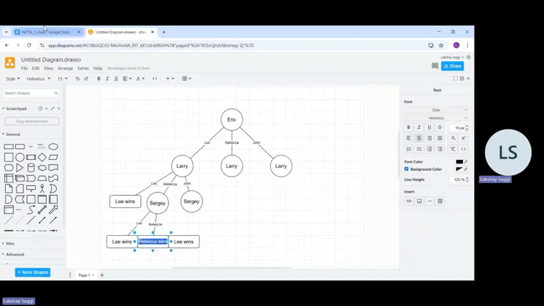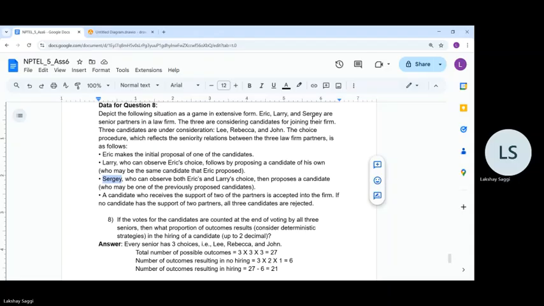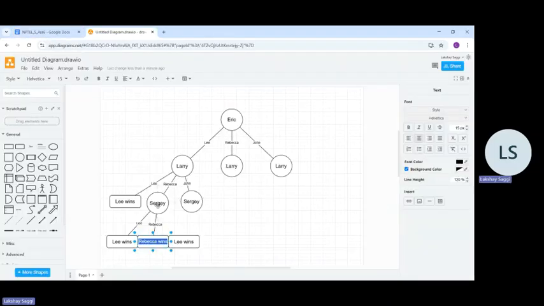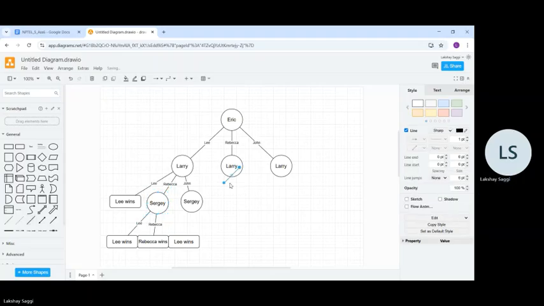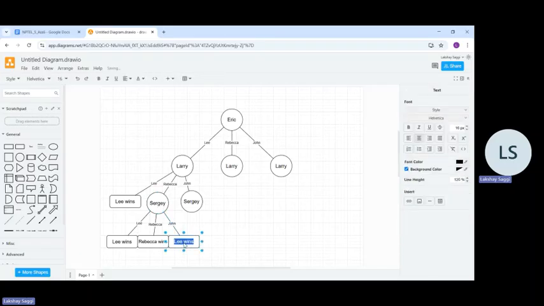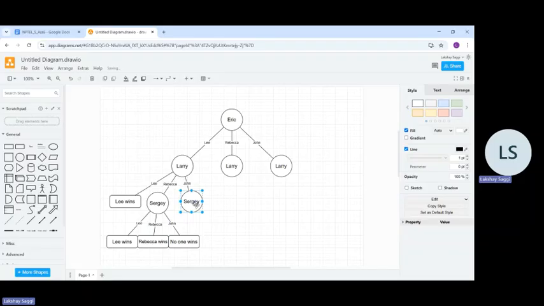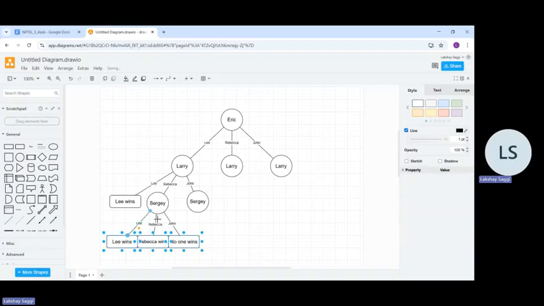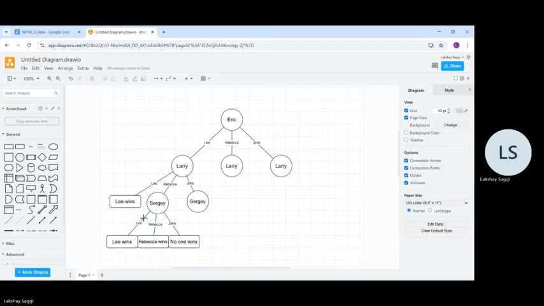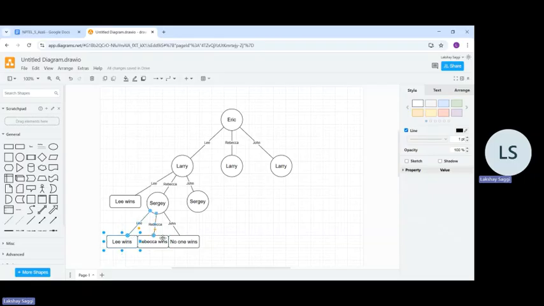But if Sergey votes now for the third player, which is John, then actually no one will be winning, because in this path all three have voted. One has voted for Lee, one has voted for Rebecca, and one has voted for John. So in this case, no one wins, right? So Sergey's decision in this case, there can be some cases where no one wins, and similarly one can have this kind of a thing here also.